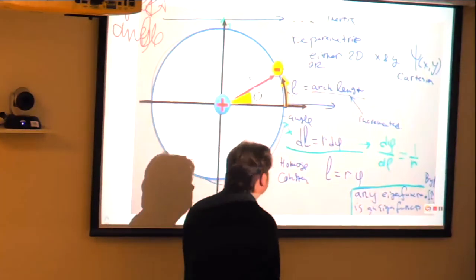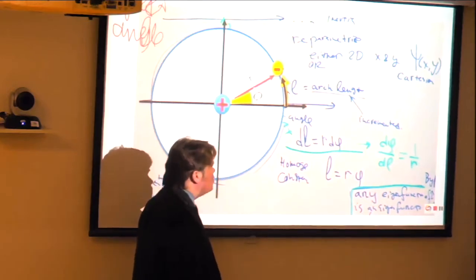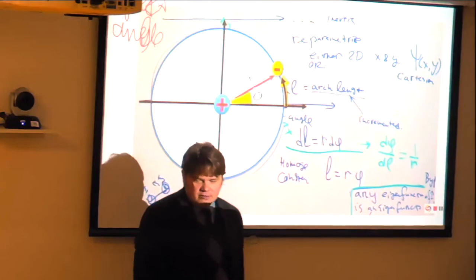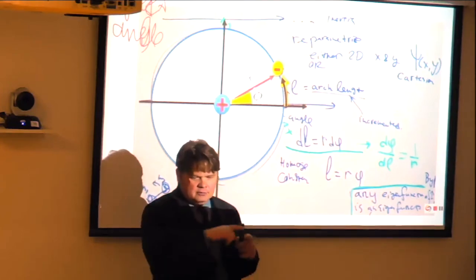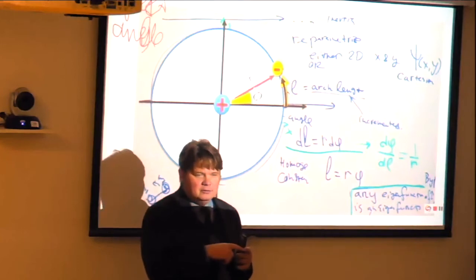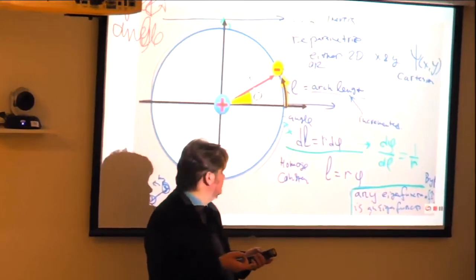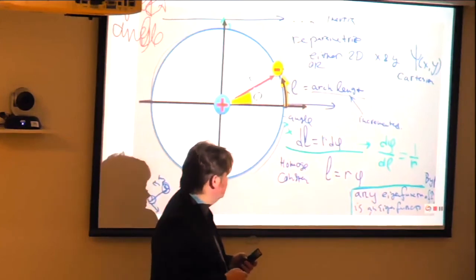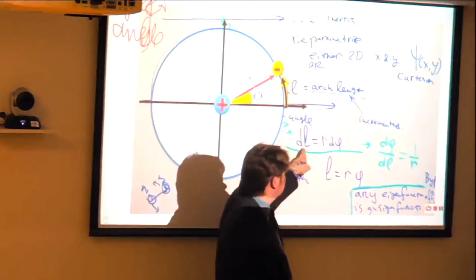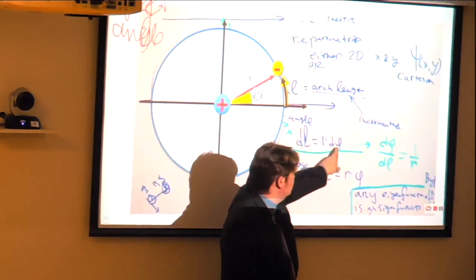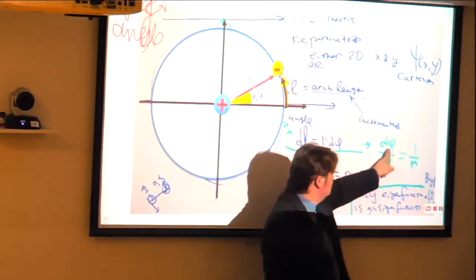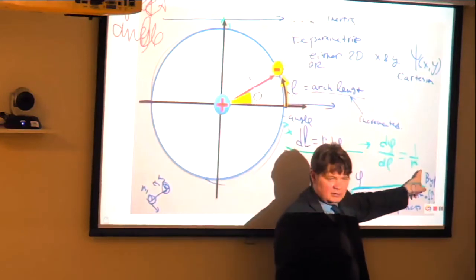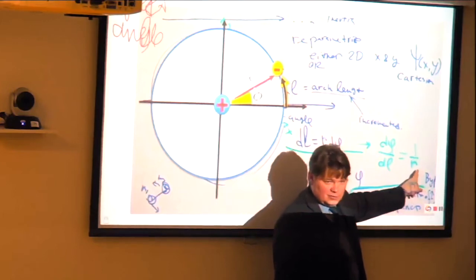From common sense, without any differential tricks, what is the length of the full circle of the radius r? 2 pi r. If it is less than full, then it is r times angle. But if you take this connection between infinitesimal arc lengths and the angle, then we can divide both sides by the arc length. So d phi over d l will be 1 over r. Okay? Truth. No cheesy truth.